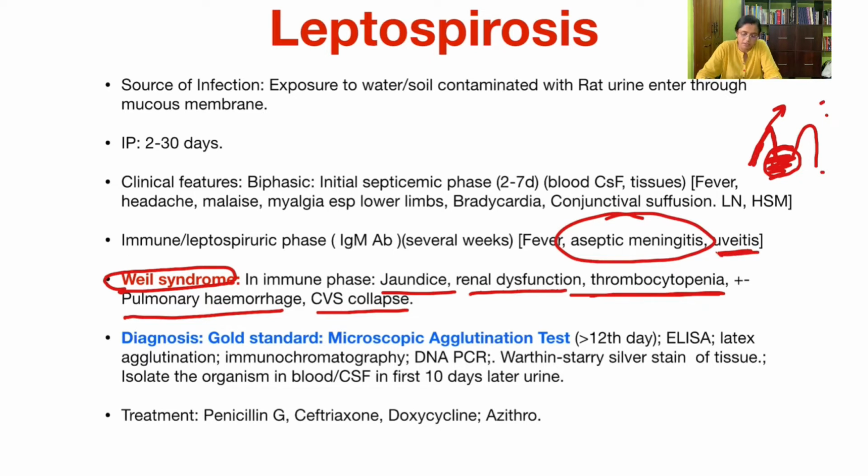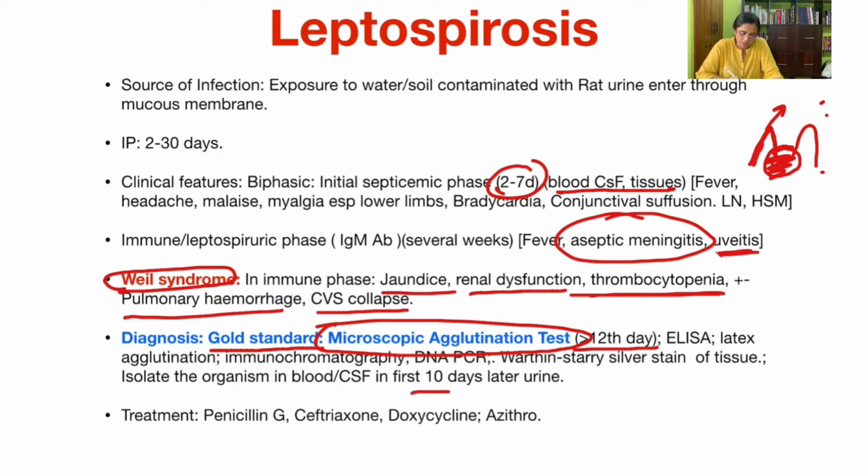Another thing that you can remember is that in the first initial septicemic phase of infection, you can recover the spirochete from blood and CSF and tissues. While in the second phase, the organism hides inside the organs, and then you can only detect the infection by the presence of antibodies, which is actually considered to be the gold standard for diagnosis. Gold standard is microscopic agglutination test, but it is only positive after 12th day of infection. Here, during the first 10 days, you can isolate the organism in blood and CSF.